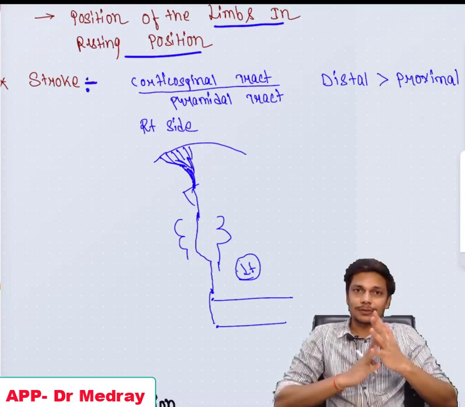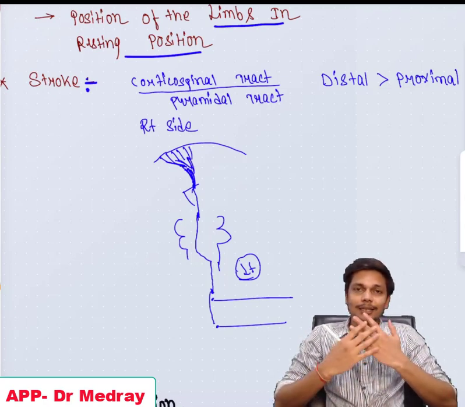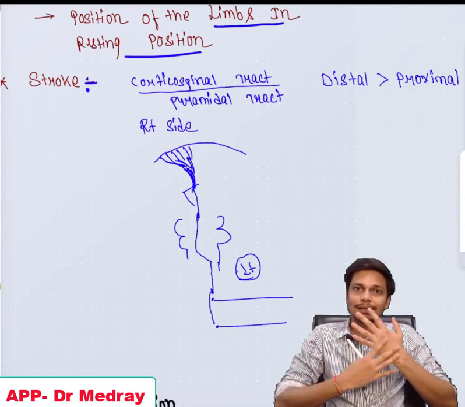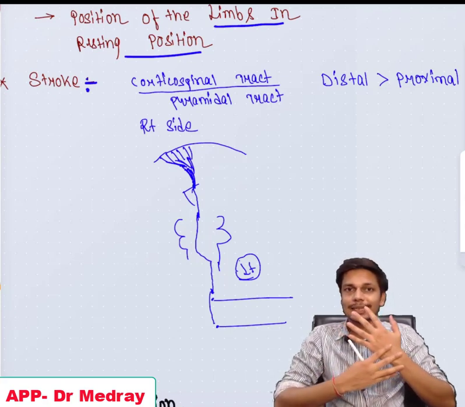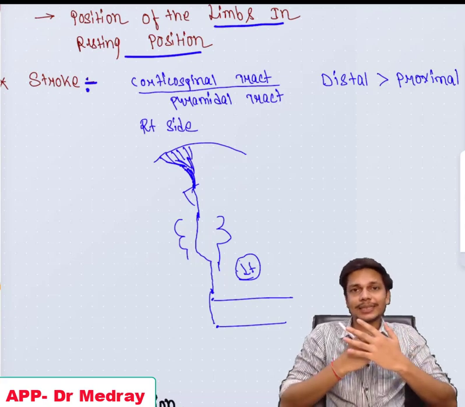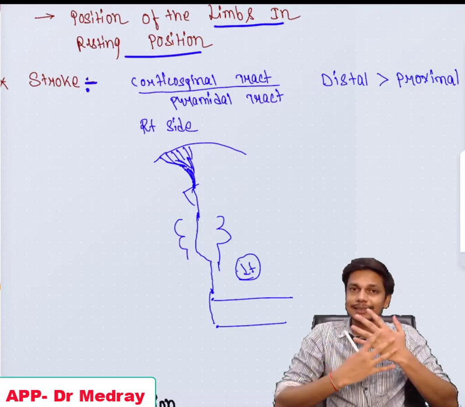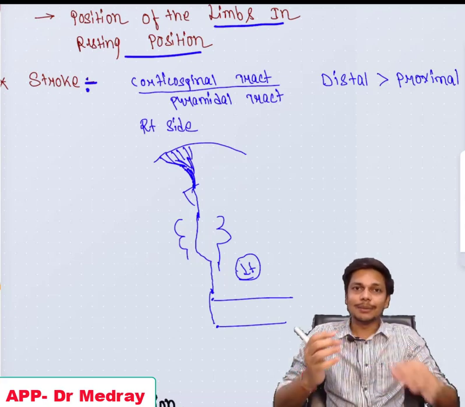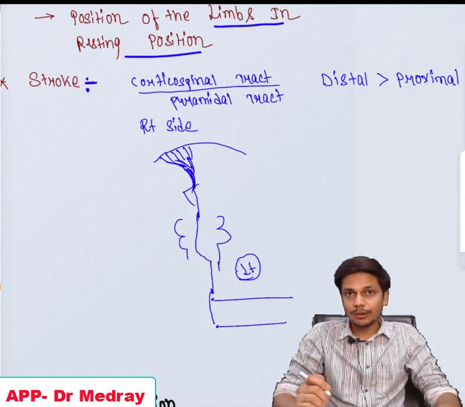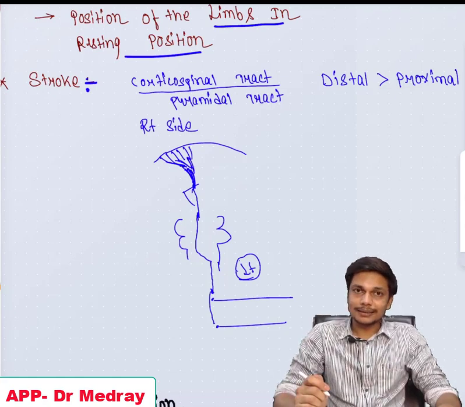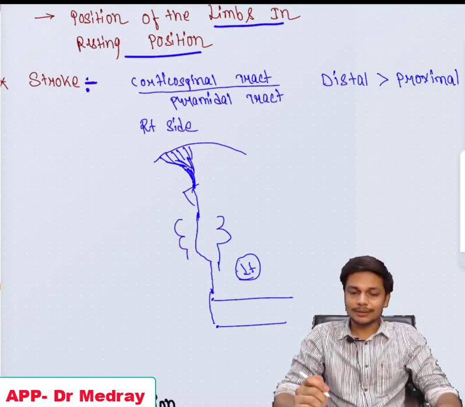So the part of the limb which is away from the body will be your distal part. The hand and the forearm are the distal part and the arm is the proximal part. So in a corticospinal tract lesion, there is more involvement of the distal limb. The distal weakness is more than the proximal weakness.